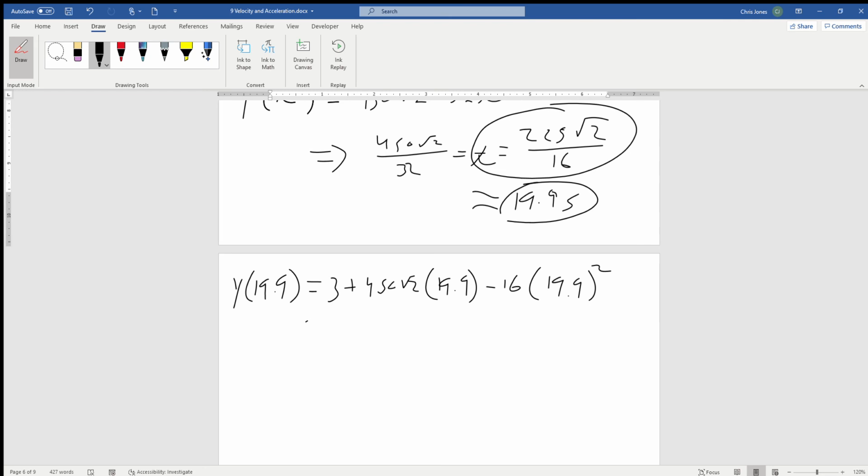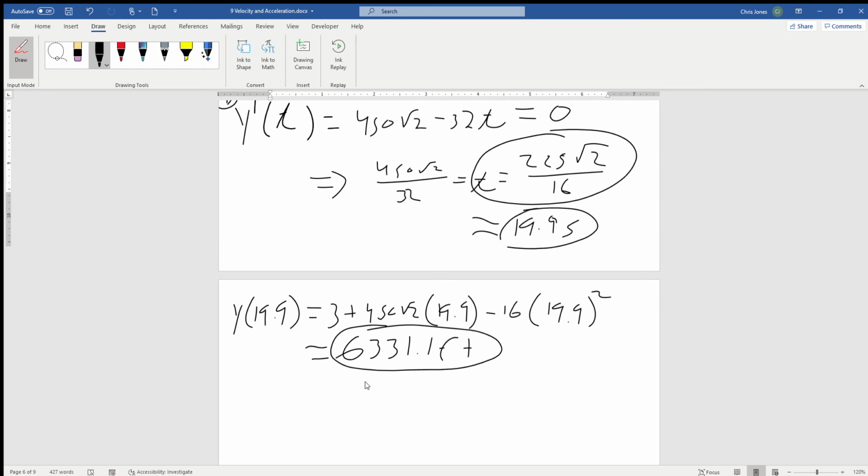Right, and again, I'm going to get an approximation for this, and that's going to find what the maximum height of the projectile is. So 450 root 2 times 19.9 minus 16 times 19.9 squared. And I get 6331.1, and that would be in feet. So hopefully that makes sense as to how to figure out what the maximum height of the projectile is.